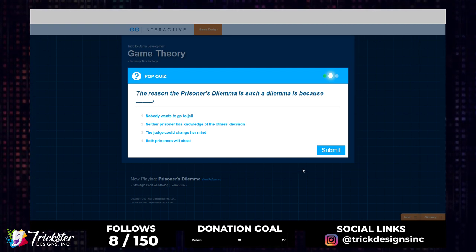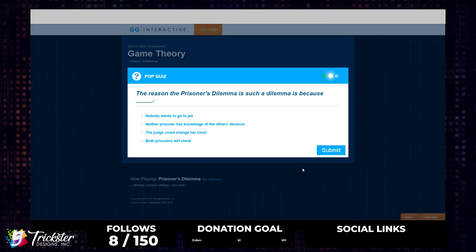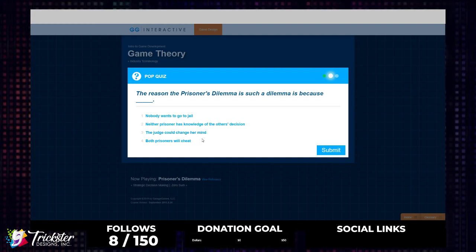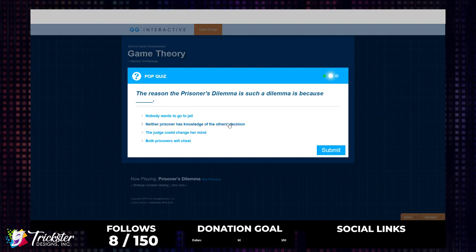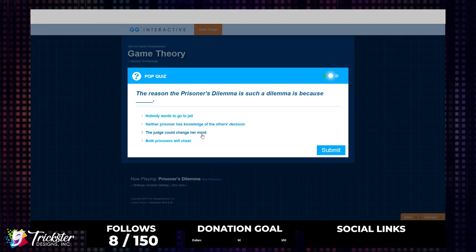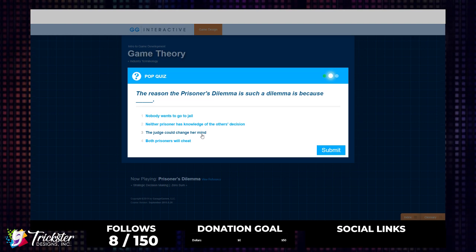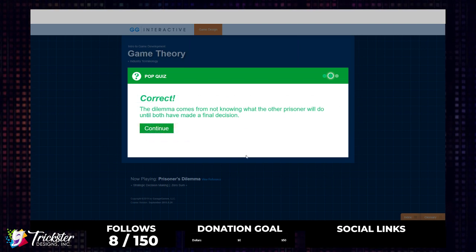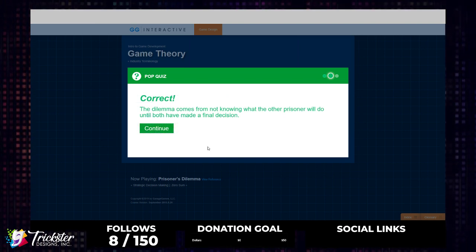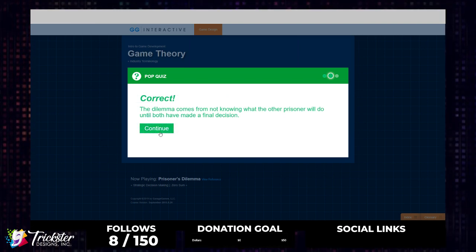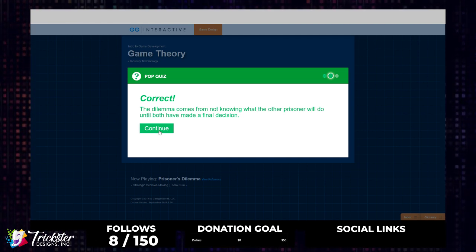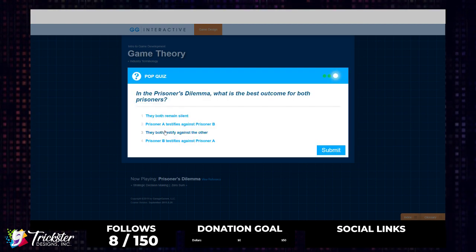The reason the prisoner's dilemma is such a dilemma is because nobody wants to go to jail. Neither prisoner has knowledge of the other person's decisions. The judge can change her mind. Their mind, sir. Don't misgender the male judges, please. Both prisoners will cheat. I believe it's that neither prisoner has knowledge of the other's actions, because that's the whole point. They don't know how to proceed if they are lacking information, so they're making their best guess. I would make my best guess, that is.